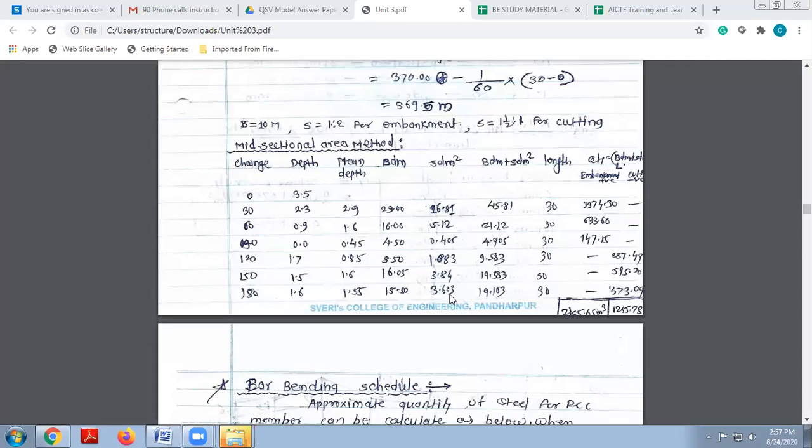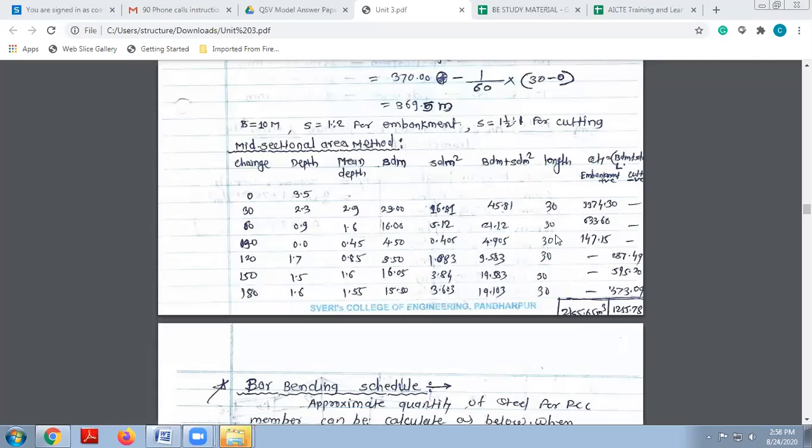Okay, so after that you have to take the summation of both, that is, area of the rectangular portion plus area of the triangular portion. So the summation becomes BDM plus SDM square, that is, take the summation of 29 plus 16.81, 16 plus 5.12, 4.5 plus 0.45, 8.5 plus 1.083, 16.05 plus 3.84. So likewise you can take the summations and note them down in this column, column number 6.